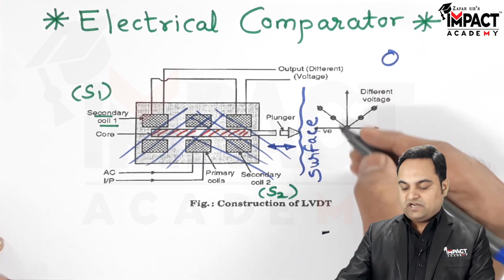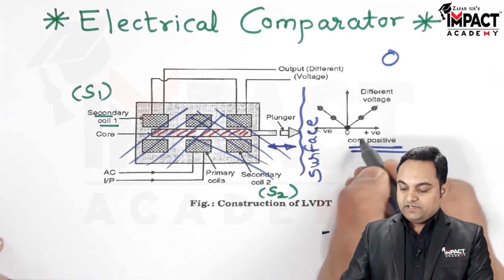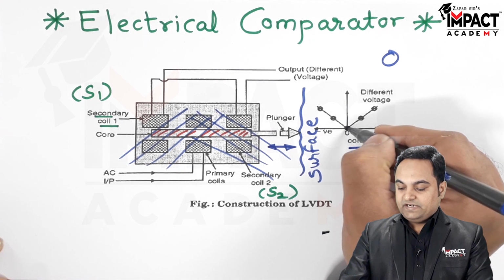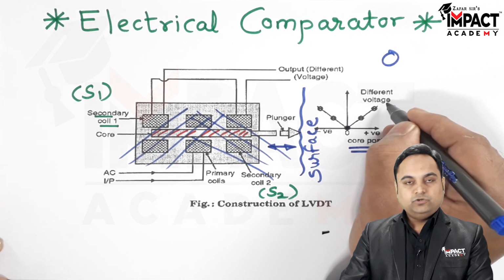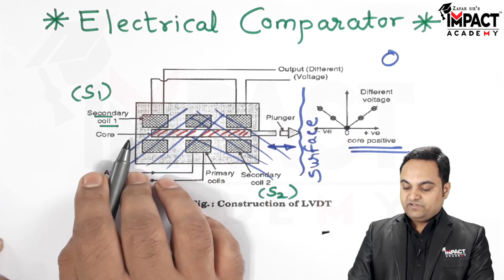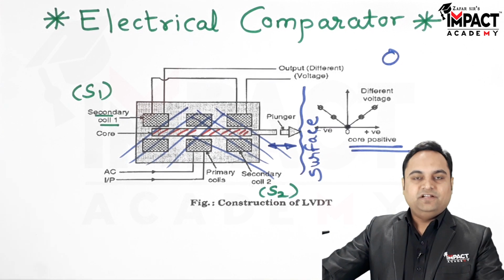Also with the help of this graph we can see that at the center position of the core, the voltage is 0. On the right hand side, we can see positive voltage induced in S2. On the left hand side, the negative voltage is induced in S1. So in short, that was an explanation regarding the electrical comparator.